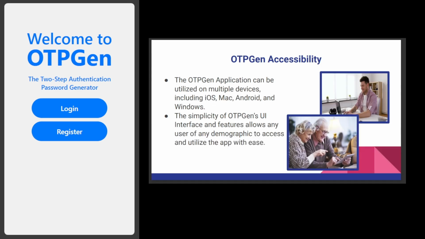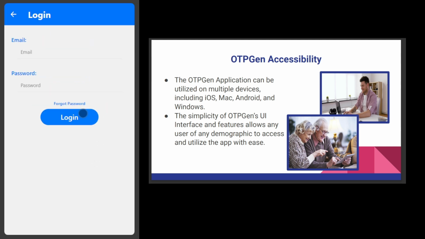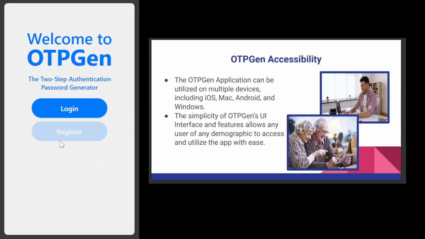OTPGen accessibility. The OTPGen application can be utilized on multiple devices, including iOS, Mac, Android, and Windows. The simplicity of OTPGen's UI, interface, and features allow any user of any demographic to access the app with ease. Here we have just the home screen available when users finally open up the application. It is simply just two buttons to log in and to register.